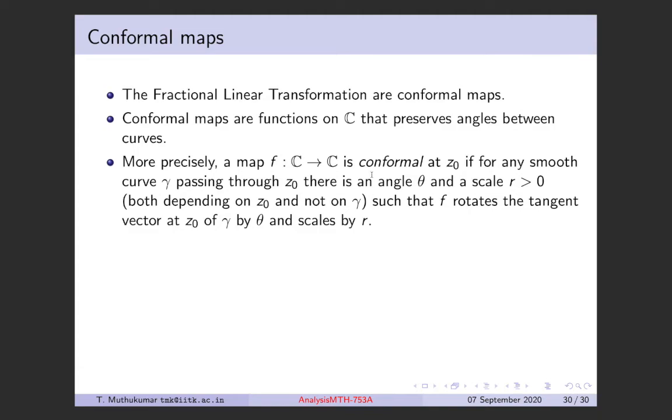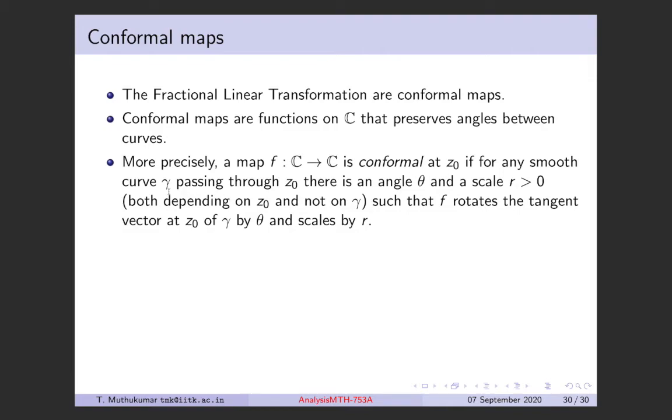This is what the definition of conformal is, right? So here you see that at z naught you get a theta and r, which can change only if you change the point z naught. But at z naught, whatever curve that you take passing through z naught, this is not going to change. As a consequence of this, you immediately see that such a map will preserve angle at z naught, right?